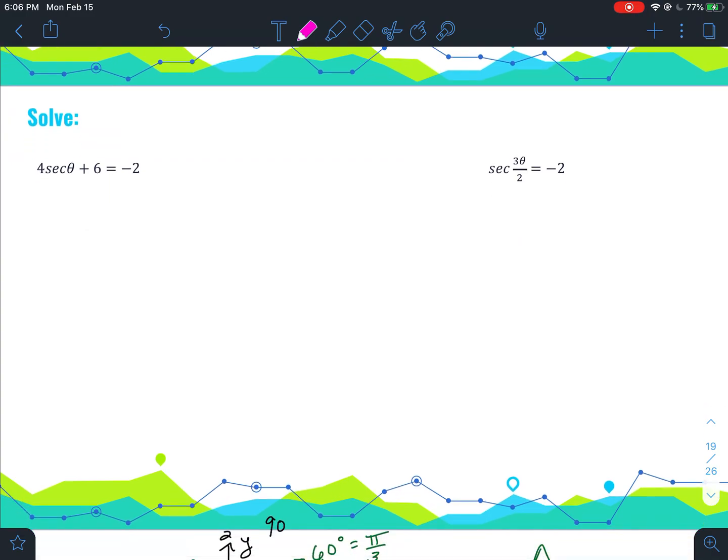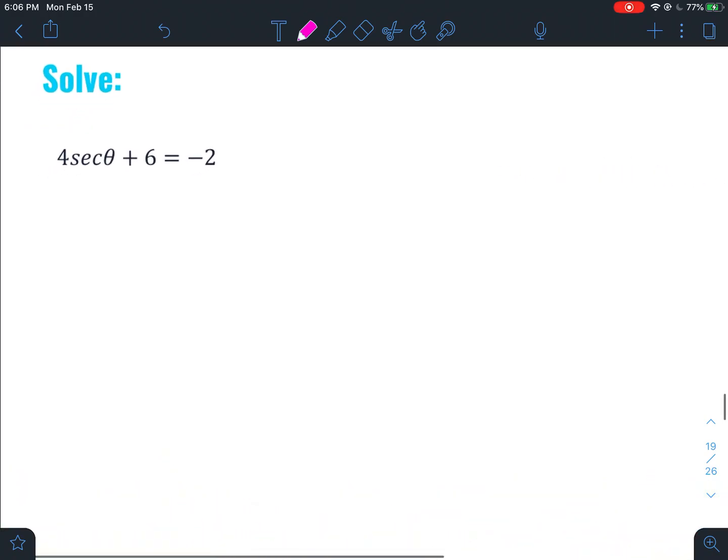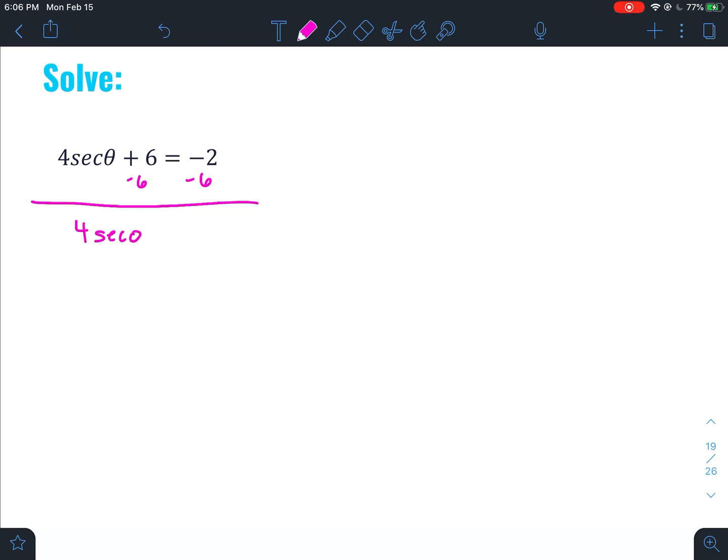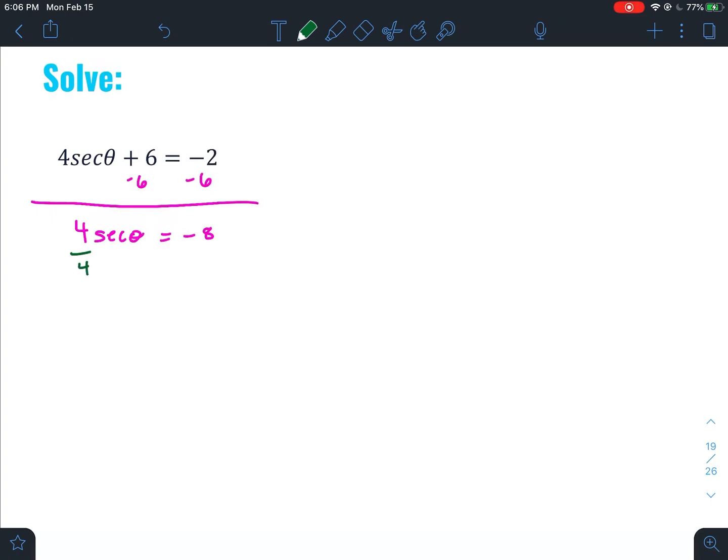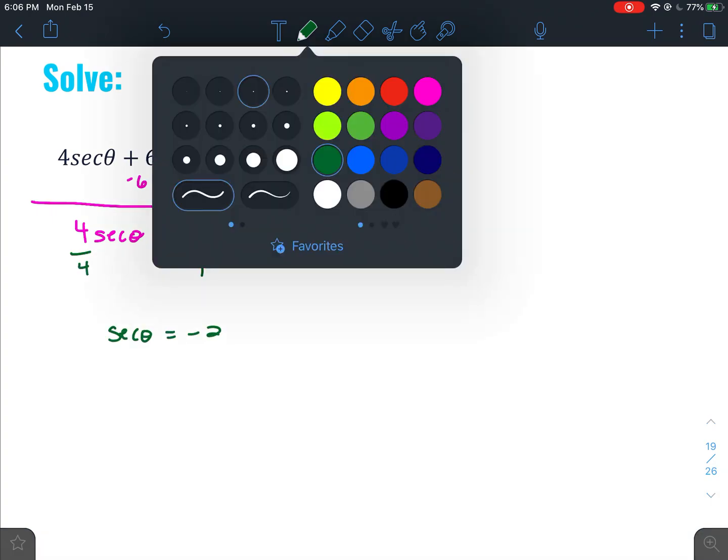We have 4 secant theta plus 6 is equal to negative 2. So let's get the secant theta by itself. So let's subtract 6 from both sides. And I have 4 secant theta equals negative 8. And then divide both sides by 4. And so secant theta is going to equal negative 2.